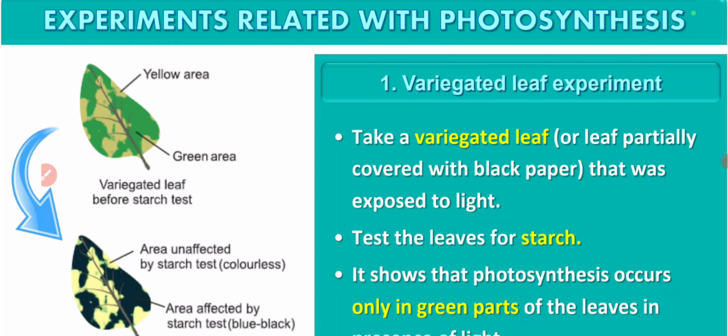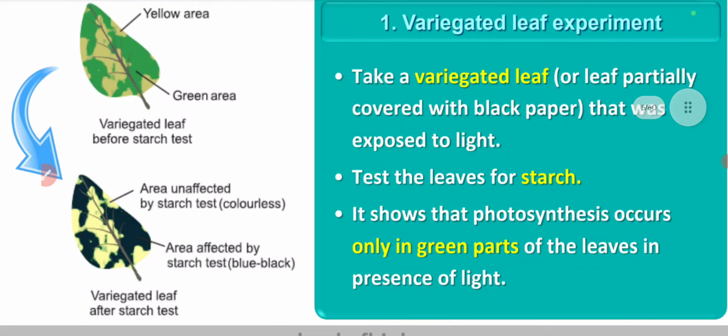First of all, the variegated leaf experiment. Take a variegated leaf or a leaf partially covered with black paper that was exposed to light. Test the leaf for starch. It shows that photosynthesis occurs only in the green part of the leaf in presence of light.